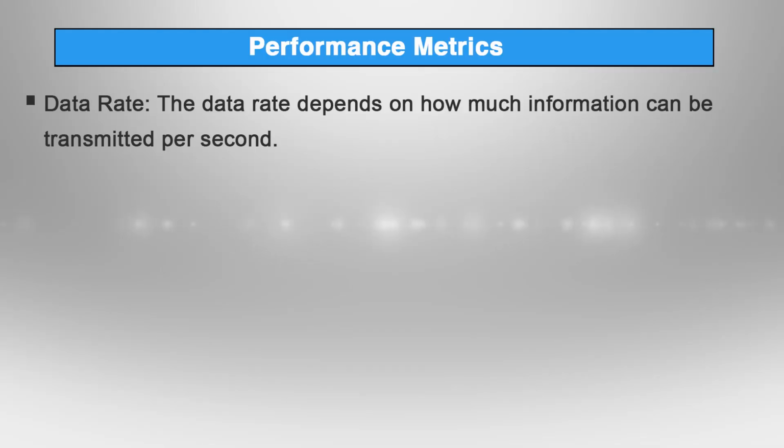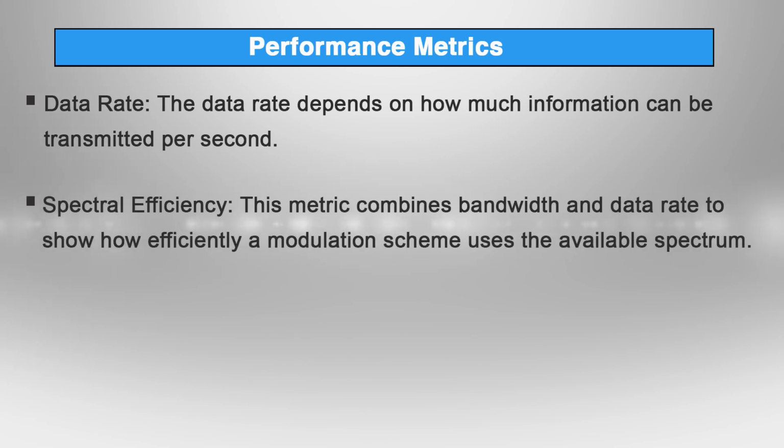QAM: higher order QAM requires a high SNR to achieve reliable data transmission. Increased data rates come at the cost of higher sensitivity to noise. Now, next one, that is spectral efficiency. ASK has a lower spectral efficiency due to its broader bandwidth requirements. It is less efficient compared to modern modulation techniques.